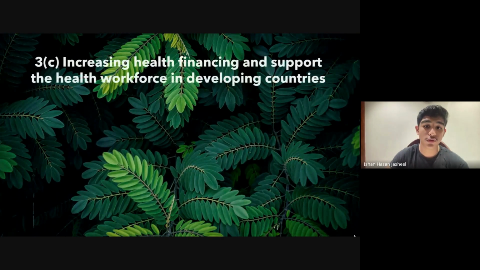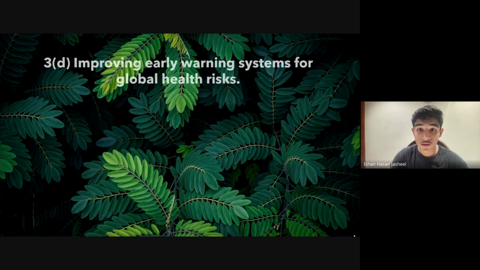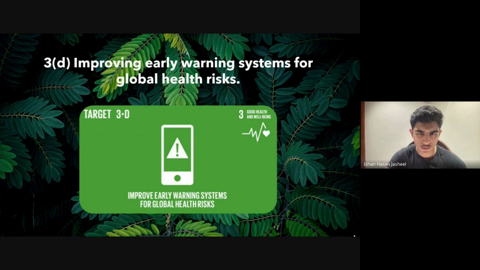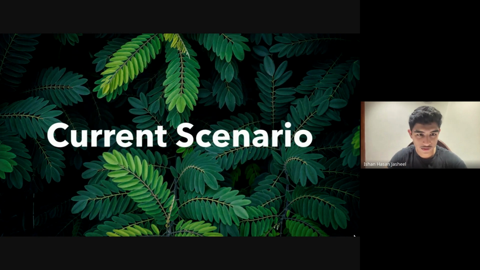Next, we must also substantially increase health financing and the recruitment, development, training, and retention of the health workforce in developing countries, especially in the least developed countries and small island developing states. Next, we must strengthen the capacity of all countries, in particular developing countries, for early warning, risk reduction, and management of national and global health risks. Now, let me call upon Gopika to expand on the diseases ravaging the state.